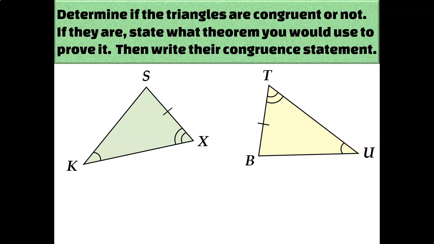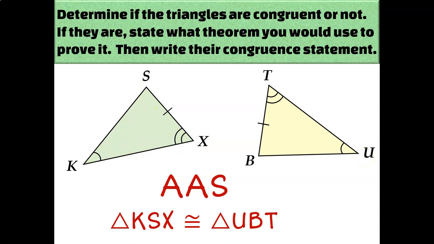Our next pair of triangles, I see two pairs of congruent angles and one pair of congruent sides, and the pair of congruent sides is not included in between the two angles. It's a different side. So that would be the angle-angle-side triangle congruence theorem. So if I call my first triangle KSX, so that's the single arc, no arc, and double arc. Single, no, double. I have to go in the same order when I name the other triangle. So single, no, double. UBT would have to be the name of that triangle.